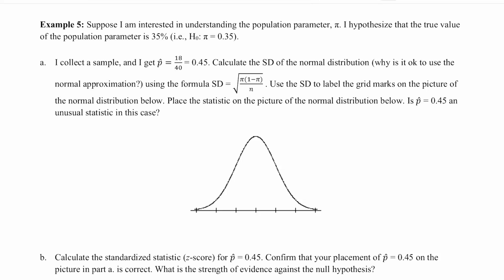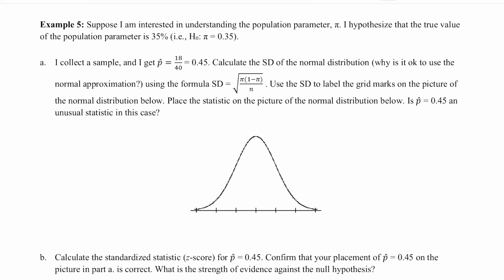Let's now take a look at example 5, which brings us back to proportions. So we have a categorical variable, although there's no context here. This is just in general. So suppose I'm interested in understanding the population parameter pi, and I hypothesize that the true value of pi is 35%. That means my null hypothesis is that pi equals 0.35, so I'm making that assumption about pi. I collect a sample, and my statistic p hat is 18 out of 40, which is 0.45.